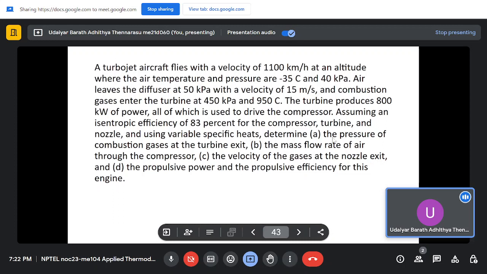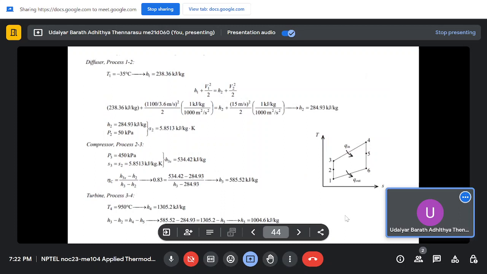Next, determine the pressure of combustion gases at the turbine exit, the mass flow rate of air, the velocity of gases at the nozzle exit, and the propulsive power and the propulsive efficiency for this engine. So we'll see how to solve this.